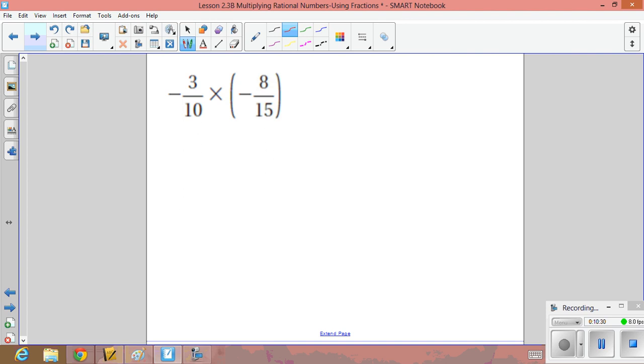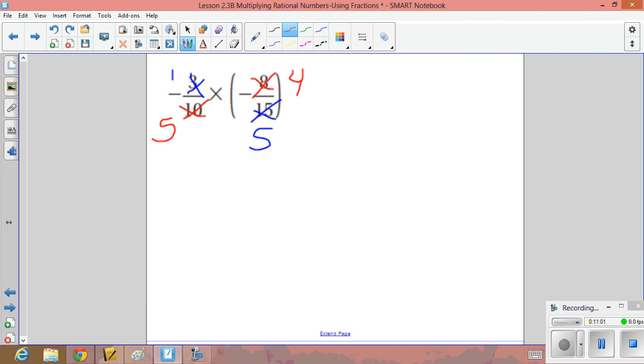In this example, we're just going to solve. I'm going to show you the cross-reduce method first. Take a look at 3 and 15. 3 and 15 share a common factor of 3. 3 divided by 3 is 1. 15 divided by 3 is 5. Now let's take a look at 8 and 10. 8 and 10 share a common factor of 2. So 8 divided by 2 is 4, and 10 divided by 2 is 5.